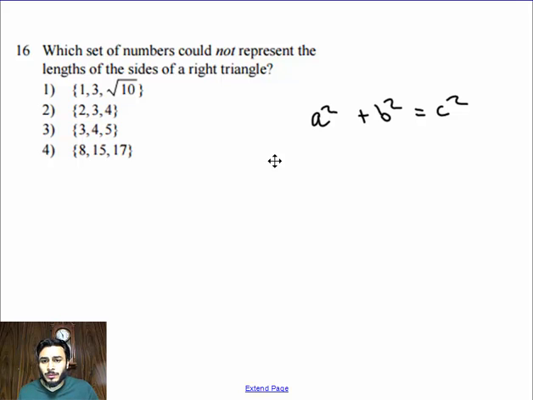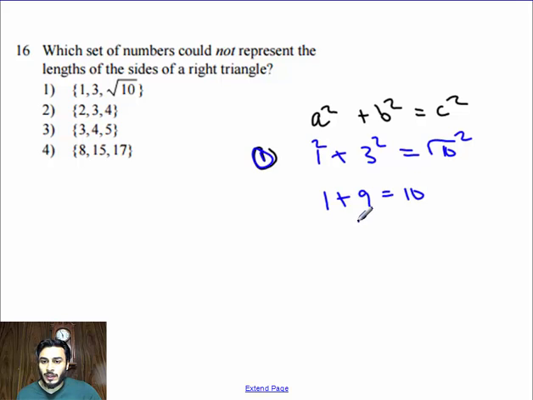So why don't we begin with choice 1. I'll write 1 here to represent choice 1, and I'll plug this into the Pythagorean theorem, and I'll see if it satisfies it. So when I plug it in, the first number will be the A, so I get 1 squared, plus the second number will be the B, so 3 squared, and the last number will be the C, so that will be radical 10 squared. So 1 squared is 1, 3 squared is 9, and then radical 10 squared is just 10, so I get 10 equals 10. So the Pythagorean theorem is satisfied for the first choice.